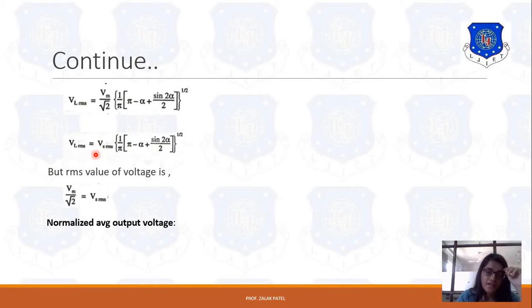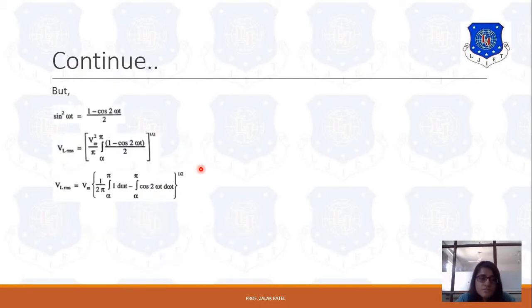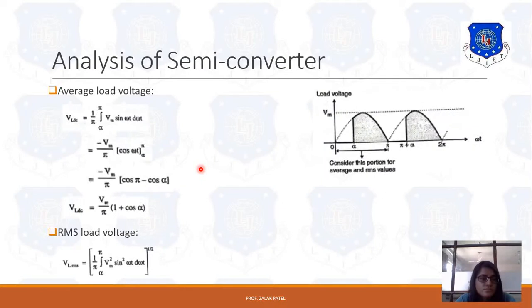Now moving towards the next parameter, which is normalized average output voltage. Normalized average output voltage is a ratio of the DC voltage divided by the maximum voltage. We already have the value of DC voltage earlier, this equation. This is the DC voltage equation. Now we have to find the maximum value for this DC voltage and then divide VLDC by that maximum value, so it gives us the normalized value.